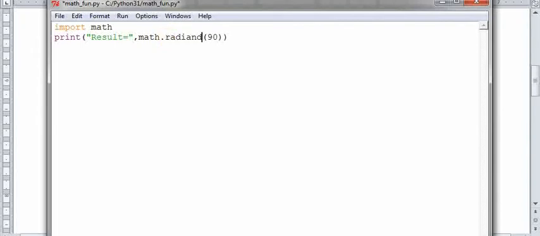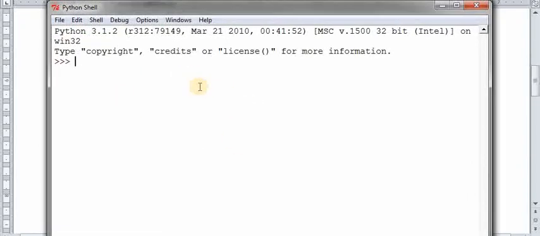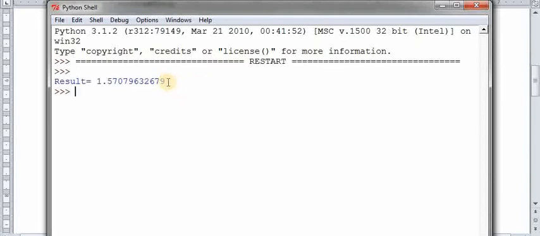You have an angle in radians. Okay, save it and run. So this is the value of radian. This is the value of 90 degrees in radian.